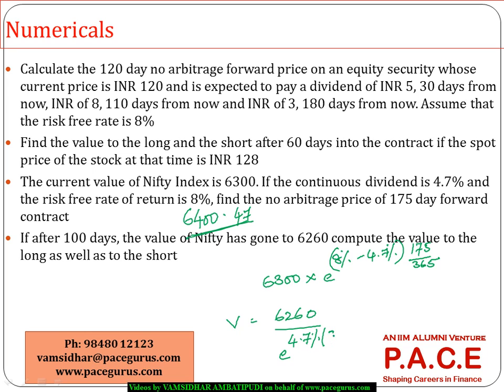The time to maturity is we still have 75 days left, minus the present value of the forward. The present value of the forward is 6,400.47. I divide it by e power 8% into 75 by 365. This is what will bring me the value of the equity index forward after the contract is in force.